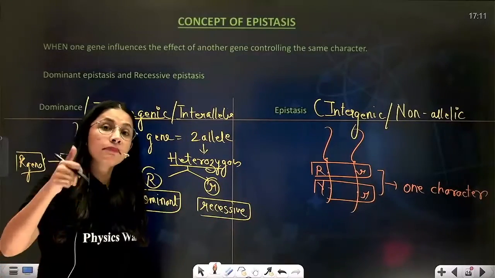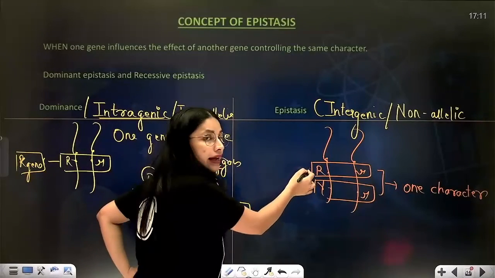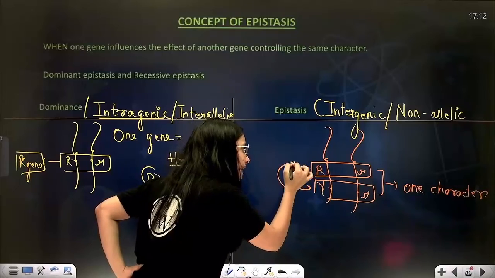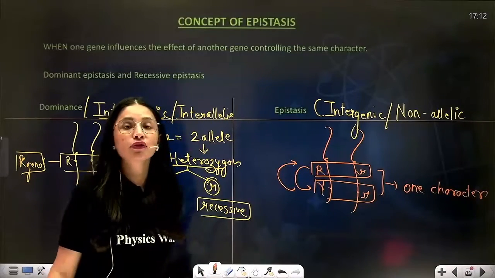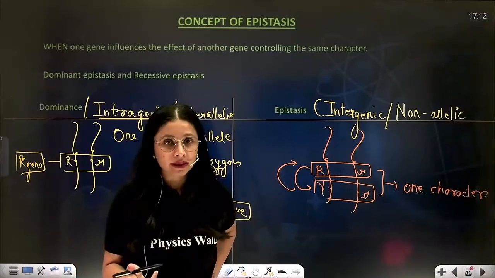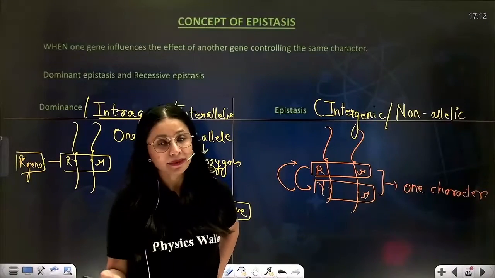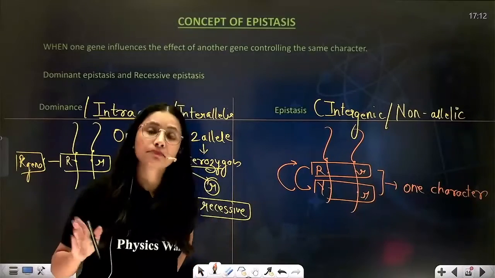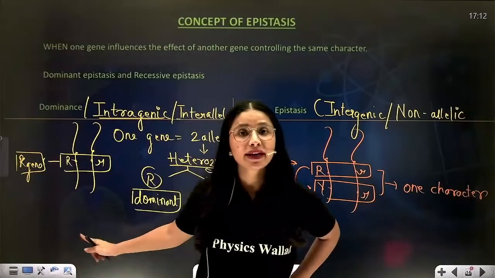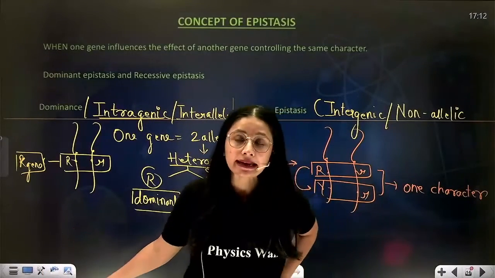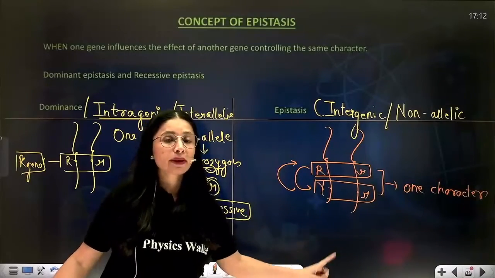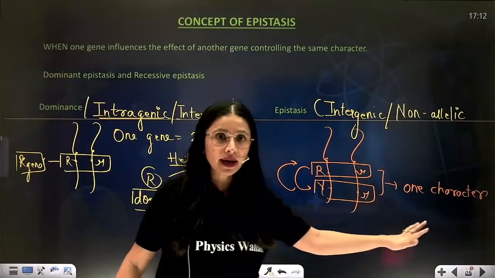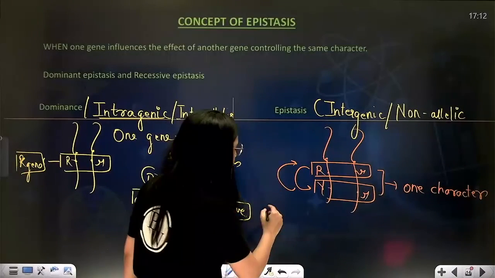Now, maybe R is suppressing Y, or maybe Y is suppressing the effect of R. So it is a kind of dominance only, where one is suppressing the effect of another. But still it is different from dominance, because dominance is with respect to one gene controlling one character. Epistasis is with respect to two genes controlling one character. Right? So what are you going to write?